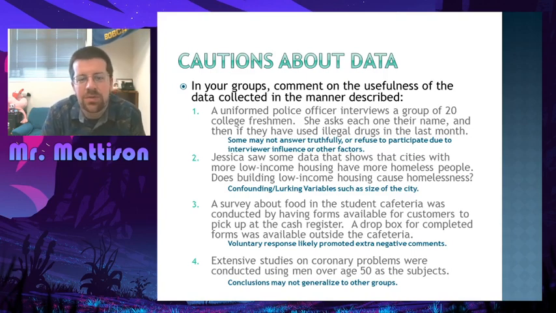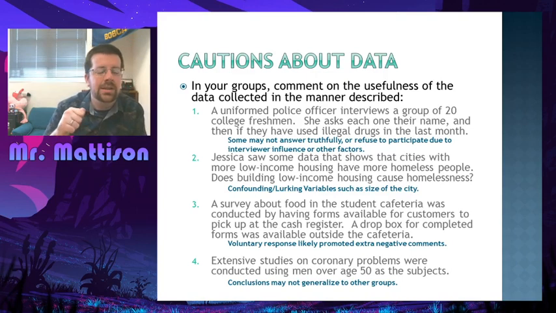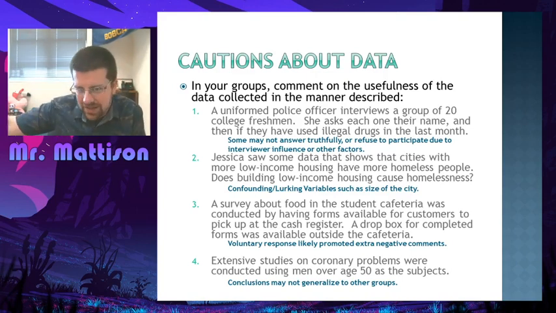Number 3, a survey about food in the student cafeteria was conducted by having forms available for customers to pick up at the cash register. A drop box for completed forms was available outside of the cafeteria, right? So this one, it's voluntary, and then also it's kind of a hassle to actually do this, right? You'd have to pick it up there, take it to your seat, fill it out, and then go to a different place and submit it. So you're going to get that kind of voluntary response, but it's also not very random, and people are not going to go through the hassle of actually doing it, right?